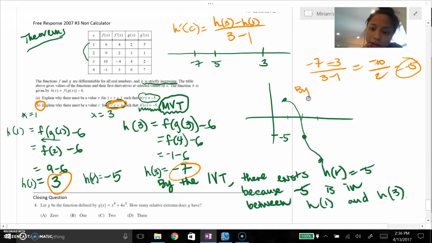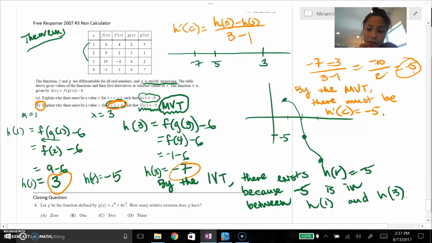So by the mean value theorem, there must be an h prime of c such that it equals negative 5 because of the work that we did up here. Again, because of the mean value theorem, we did the slope, which is y2 minus y1 over x2 minus x1. So h of 3 minus h of 1 over 3 minus 1. We solved it, we got negative 5. Meaning at some point in between, there has to be a derivative that equals negative 5.